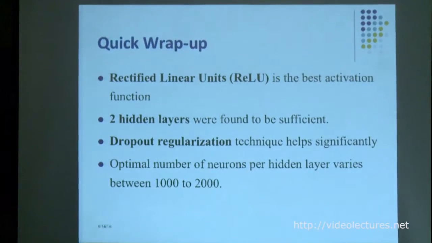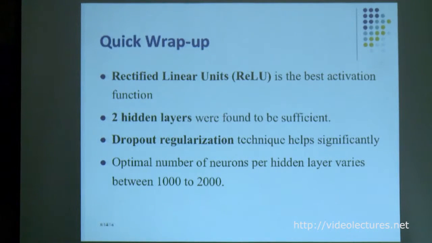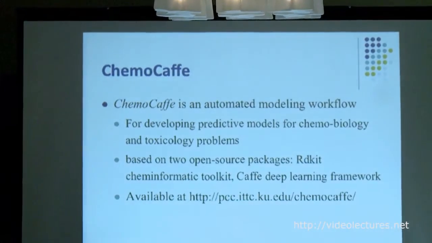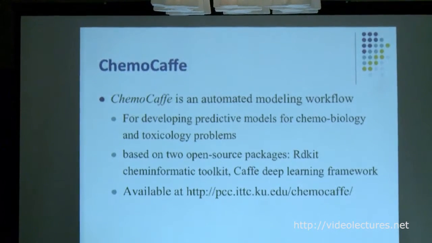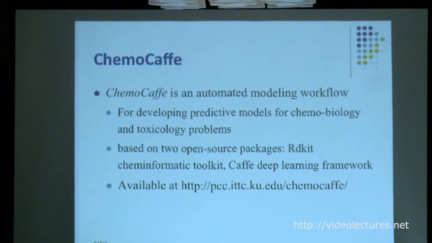So let's do a quick wrap up at this moment. ReLU is the best activation function. 2 layers seems sufficient. Dropout regularization definitely helps. And it turns out 1,000 to 2,000 neurons is sufficient to build the models. There are a few ongoing activities. For example, as I mentioned, with an increased number of training samples, we don't see consistently increased performance. So we are trying to investigate why.